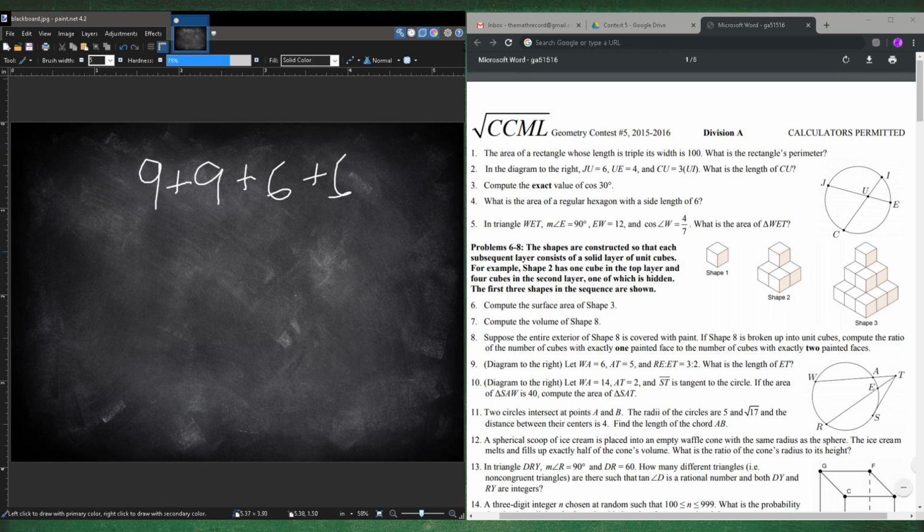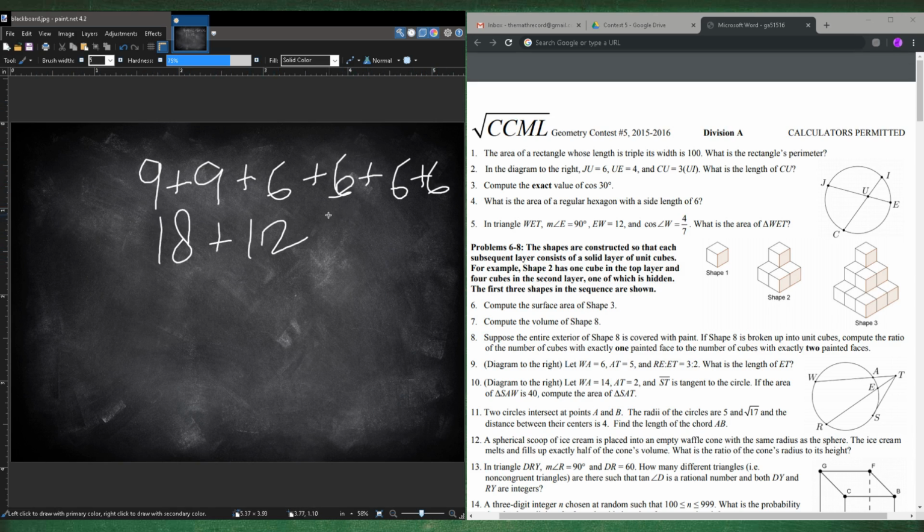So 1 plus 2 plus 3 is 6. And that's the same case for the back right, which is also a 1 by 1, a 2 by 2, and a 3 by 3. So it's just 1 plus 2 plus 3, which is 6. So that's 18 plus 12 plus another 12. I'm just combining them together. 18, 6 plus 6 is 12, 6 plus 6 is 12. So that's 30 and that's 42. So the surface area for number 6, for shape 3, is 42.